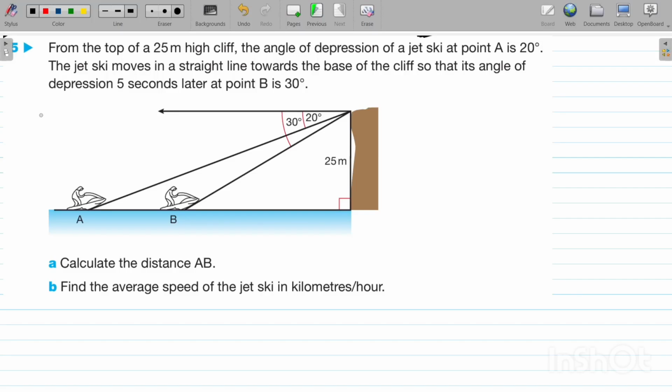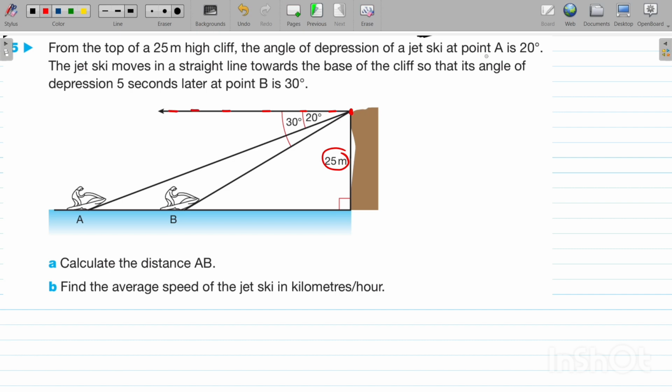So let us see how to solve this question. Right. So from the top of a 25-meter high cliff, so this is a cliff and this is 25-meter high, the angle of depression. So from this top, the angle of depression. So first of all, you should have your normal line of sight. So this is the normal line of sight from the top of the cliff.